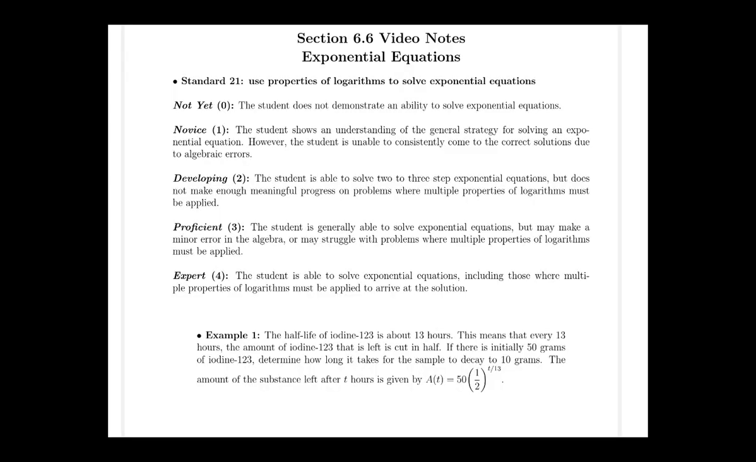In this video, we're going to start looking at solving exponential equations. That's what Standard 21 is all about. Now, we're going to start with an application problem to kind of motivate why we may want to be able to solve exponential equations. And this one's going to involve a radioactive substance.